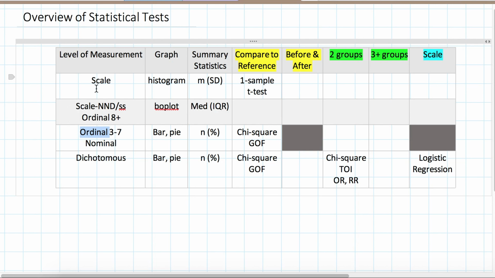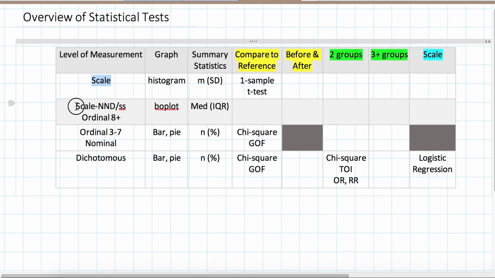Then we jump over and we get to scale, and by scale we mean, are those adjacent values equally spaced? And by equally spaced, we just mean that each of the increments has the same degree of difference. And so height would be a great example of that, where each inch represents the same amount of distance.